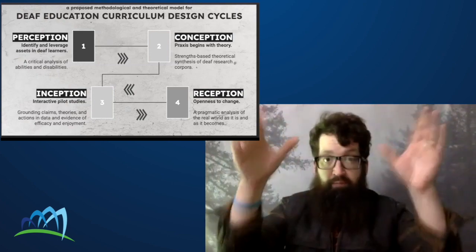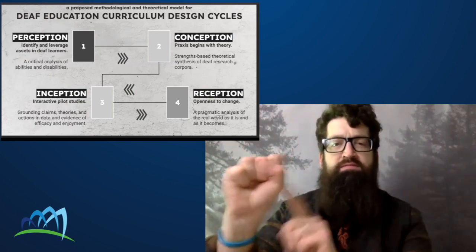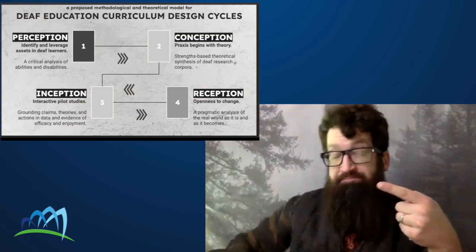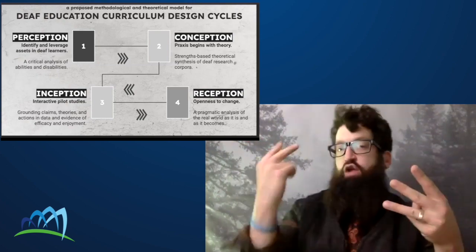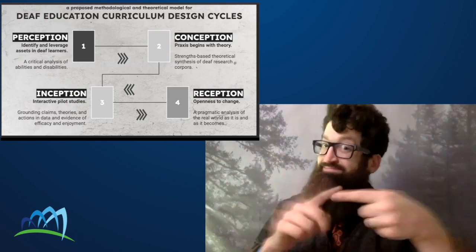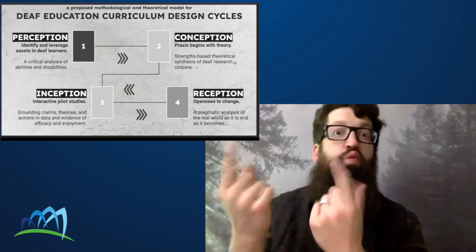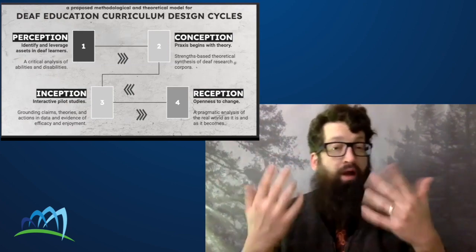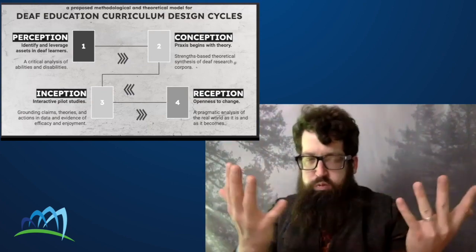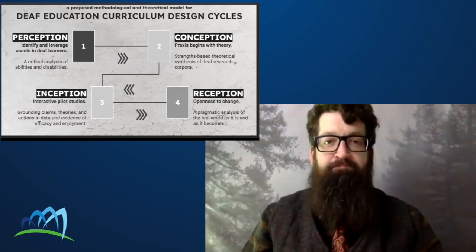Once you have that perception, then you go on to conception. I don't know if you're familiar with this term praxis. It is also cyclical. It involves theory, action, and reflection. But you have to start with the theory and you look at the basic ideas and then you go into taking action. And you use a strength-based theory to bring this theoretical research together into a corpora.